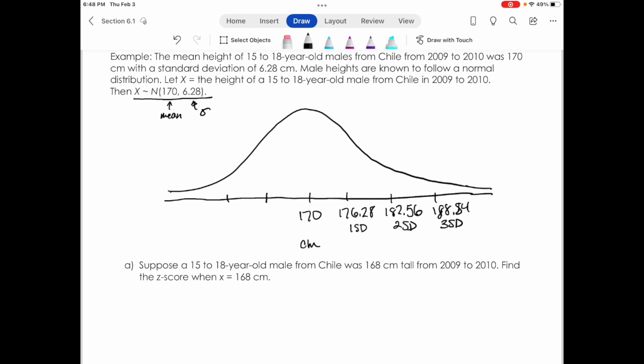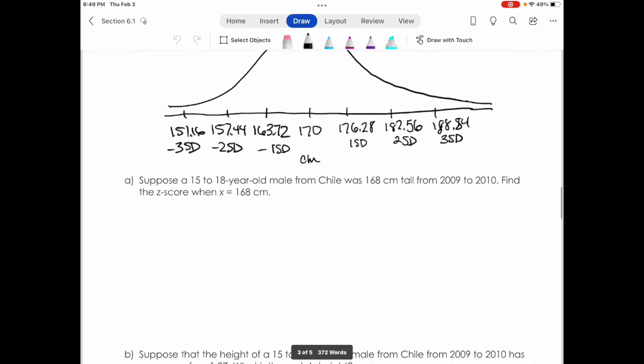Now, if I come out to the left, let's see, if I come out and subtract 6.28, that's going to give me 163.72, then 157.44, and then 151.16. Now, as I come out each standard deviation going to the left, because I was subtracting my standard deviation, I'm going to label this as -1 SD, -2 SD, and -3 SD. And now we can use this to help us answer these questions.